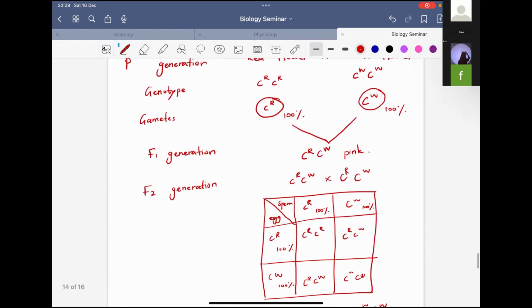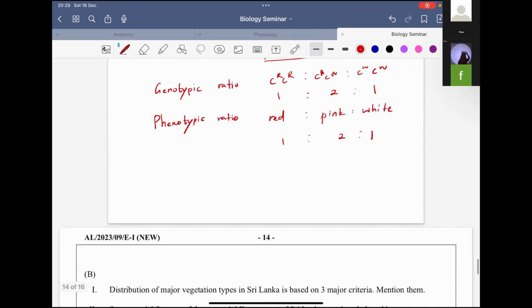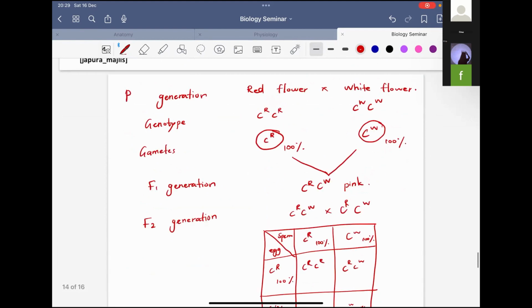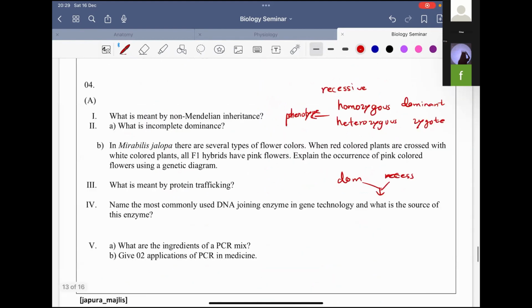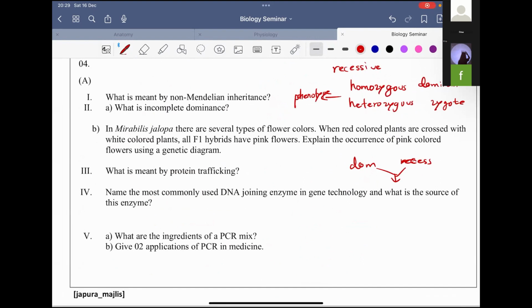So try to remember. Now the next questions, the 3rd, 4th, and 5th, are from molecular biology. Molecular biology has 2 parts, right? Molecular biology and recombinant technology. So here, the first question is, what is meant by protein trafficking?